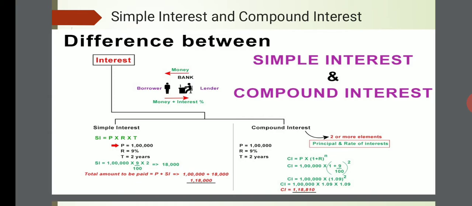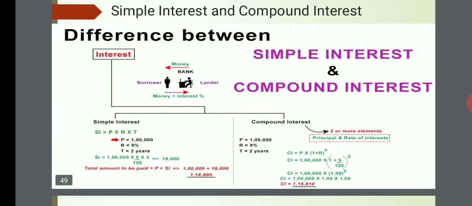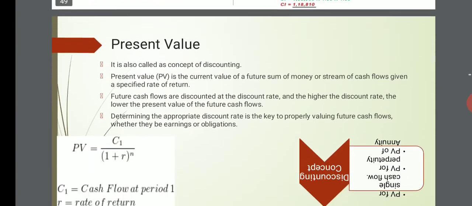Compound interest is P into (1 plus R) whole to the power n. So 1 lakh rupees into (1 plus 9 by 100) whole to the power 2, which is 1.09 to the power 2, which is 1,18,810 rupees. If you look at this, compound interest is more than simple interest. That is known as the power of compounding.